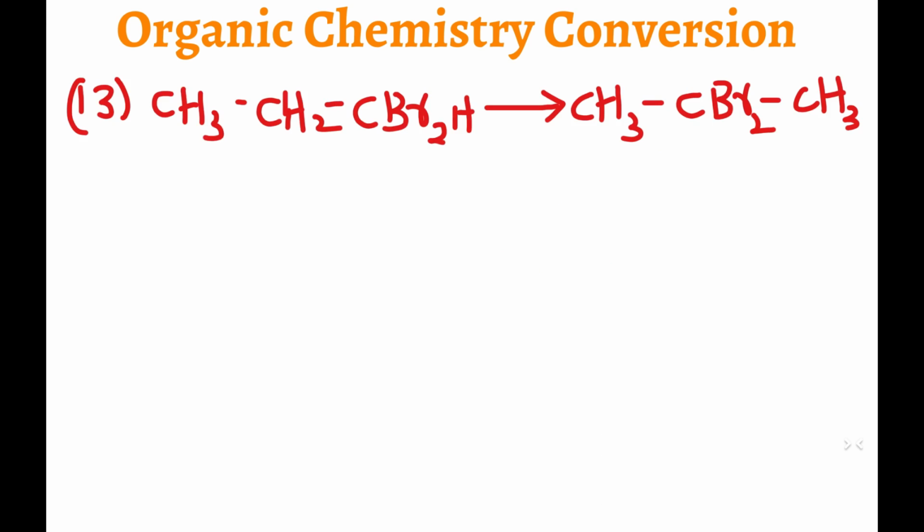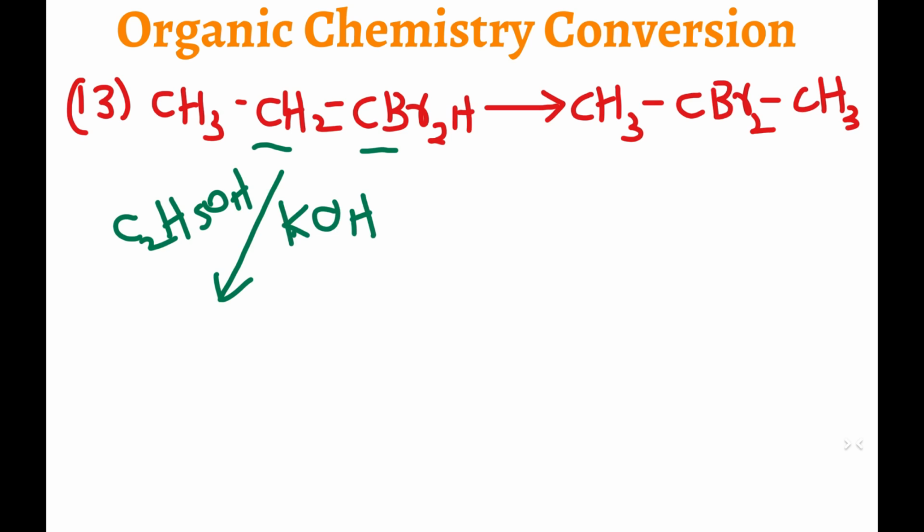Let's consider our 13th organic conversion. In this one, you can see this corner carbon has 2 bromine atoms, and these 2 bromine atoms should be attached with this middle carbon atom. So initially I need to use alcoholic potassium hydroxide or sodium hydroxide. For the alcohol I can use ethanol. Then I use ethanol with potassium hydroxide. Then we can have this alkyne.